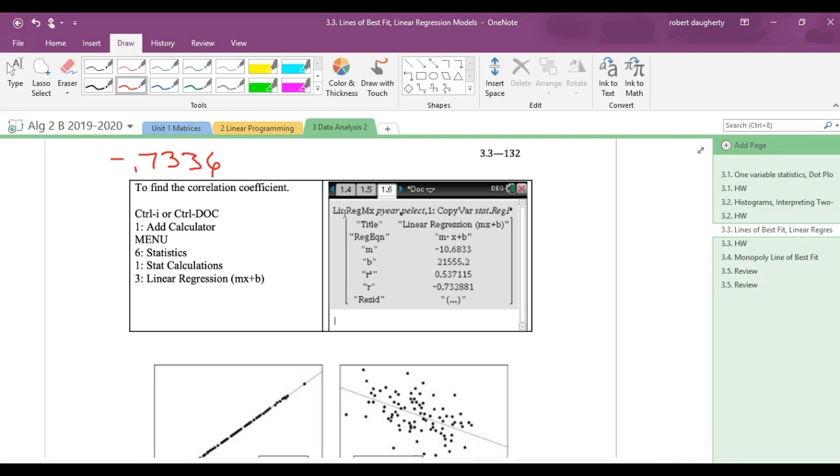So correlation is a number between what? -1 and 1. Okay, the closer it is to 1 or -1, the stronger the correlation is. So this is -0.73, a negative correlation. Is it a really, really strong one? Not really. It's moderate. So it tells me that it makes okay sense to look at a line for the data set, but it's not great.